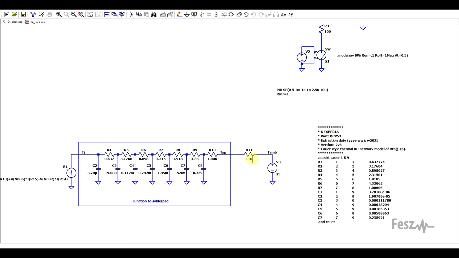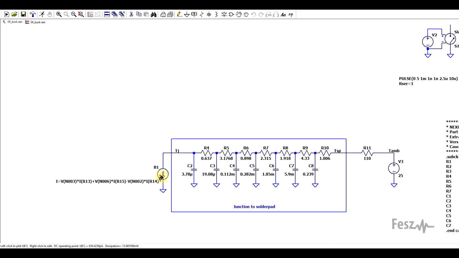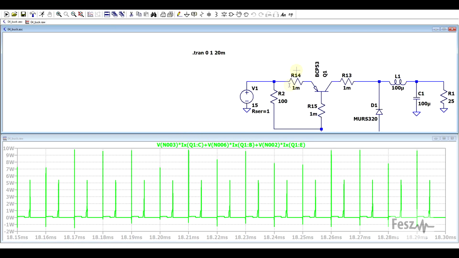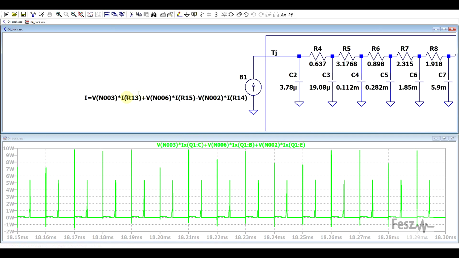Anyway, to test everything out, I'm using a behavioral source for which the input is the power dissipated on the transistor. Now, I was getting some errors by using this specific formula, so the program didn't really like the IX terms. So that is why in the circuit, I added in these 1 milliohm resistors. So these are used to measure the current running through the branches of the transistor. Now, alternatively, you could use 0-volt voltage sources, but I went with this approach instead.